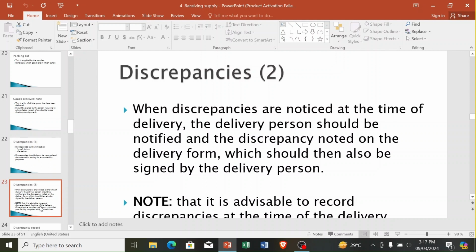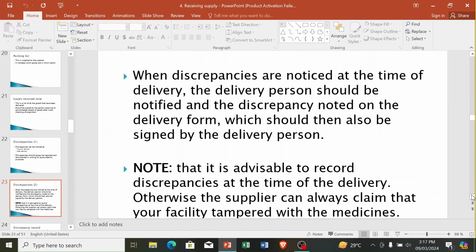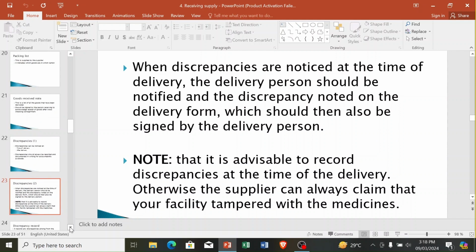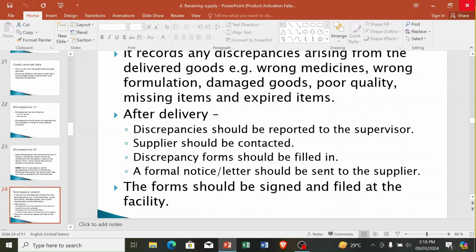It is advisable to record discrepancies at the time of delivery, because they may say we brought them in good condition, and then maybe how you people stored them is what made them get spoiled. So it is advisable to record discrepancies at the time of delivery. Otherwise, the supplier can always claim that your facility tampered with the medicines. Okay, so it's good we record them there and then, when even the delivery person is still present and witnesses that they are in bad condition.